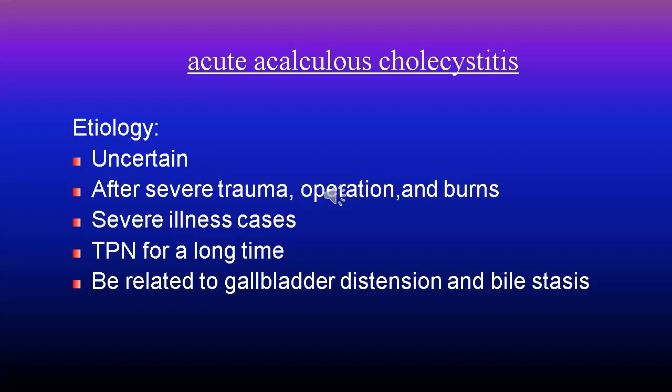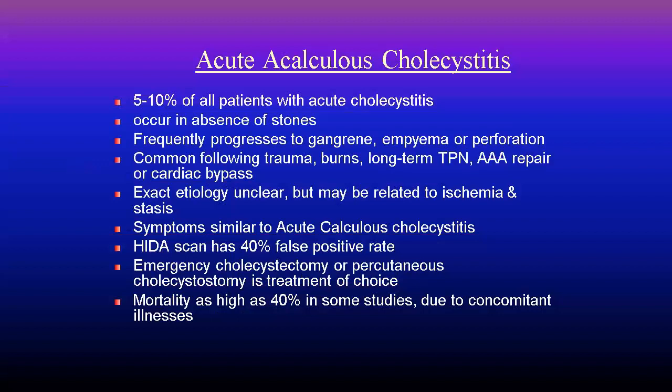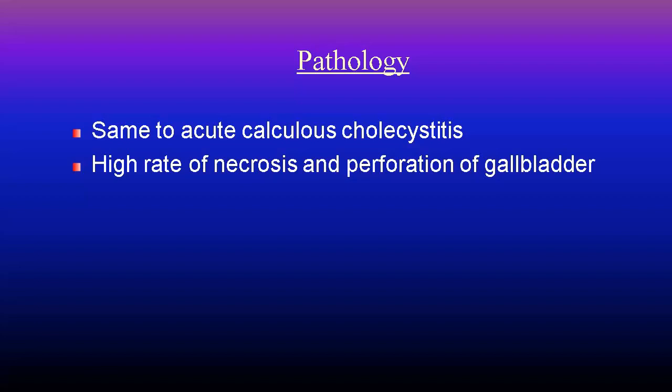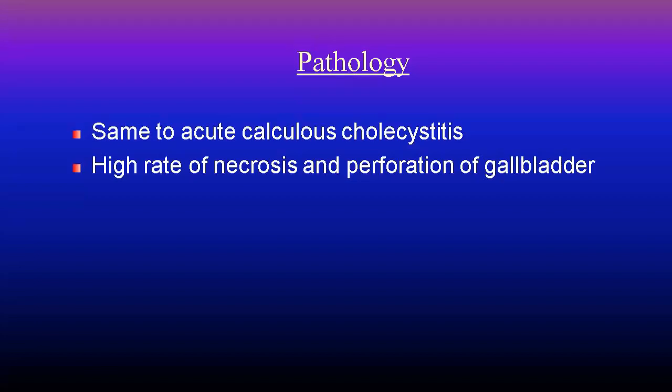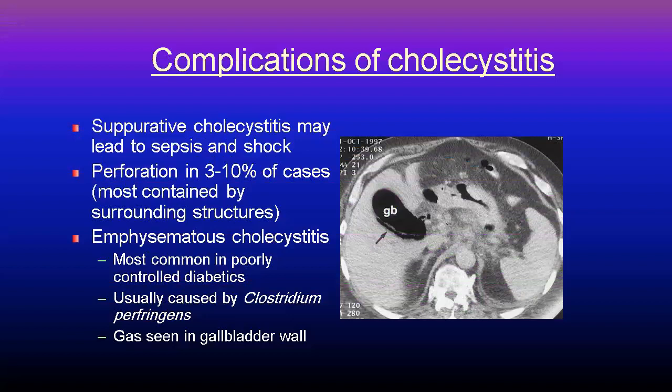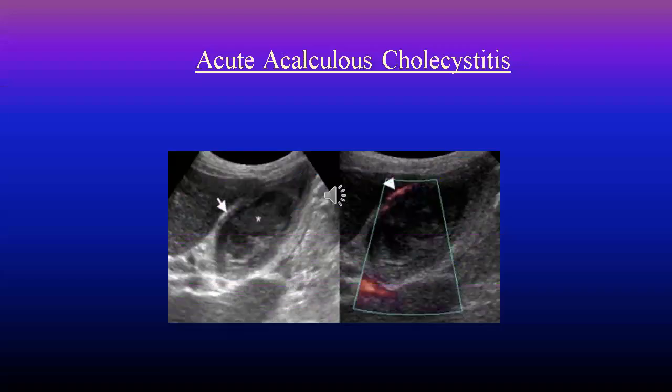Symptoms are similar, but less than acute calculous cholecystitis. We can do a cholecystectomy, it's better. If the patient's general condition is bad, as we said, we can do percutaneous cholecystostomy in some cases. In this case, ultrasonography shows a thickened wall and mud in the gallbladder and pericholecystic fluid collection due to inflammation, but there are no stones in the gallbladder. So it's acute acalculous cholecystitis.